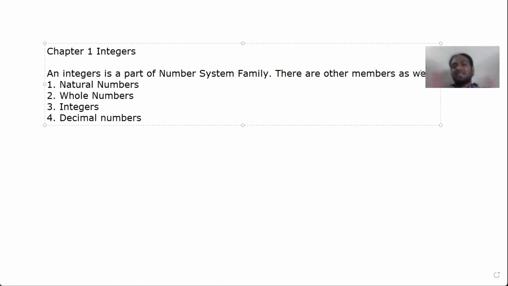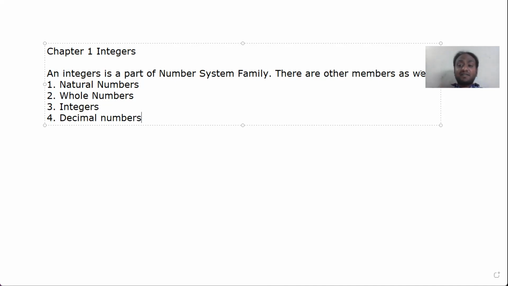So there are various types of numbers. All these numbers are part of the number system, whether they are natural numbers, whole numbers, integers, or decimals. Basically we have to focus on the first three types of numbers: natural numbers, whole numbers, and integers. Let's go deeper into this system.